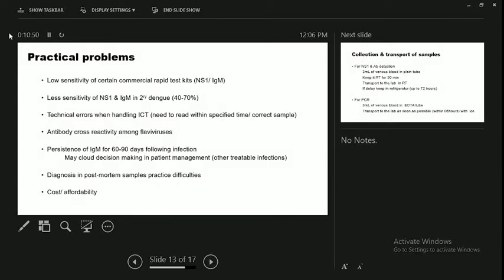Then there is the lower sensitivity of NS1 and IgM antibodies in secondary dengue. Please remember that when you are managing suspected dengue patients. This could be something else.